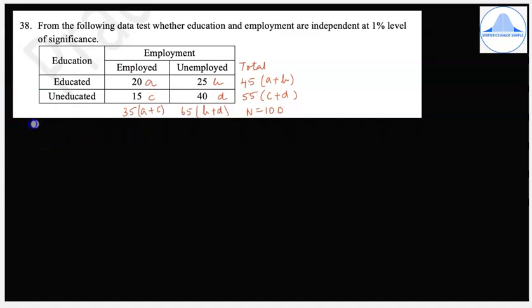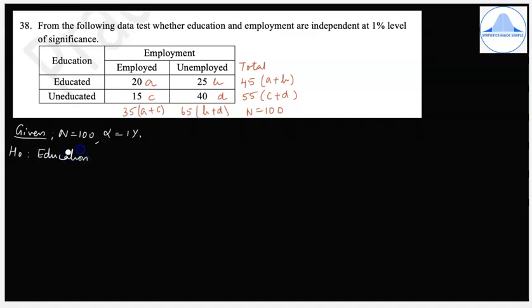So now let us first write down the information which is given and then we will start with the hypothesis. So I will write given capital N is equal to 100 and alpha is equal to 1%. Next write H naught.